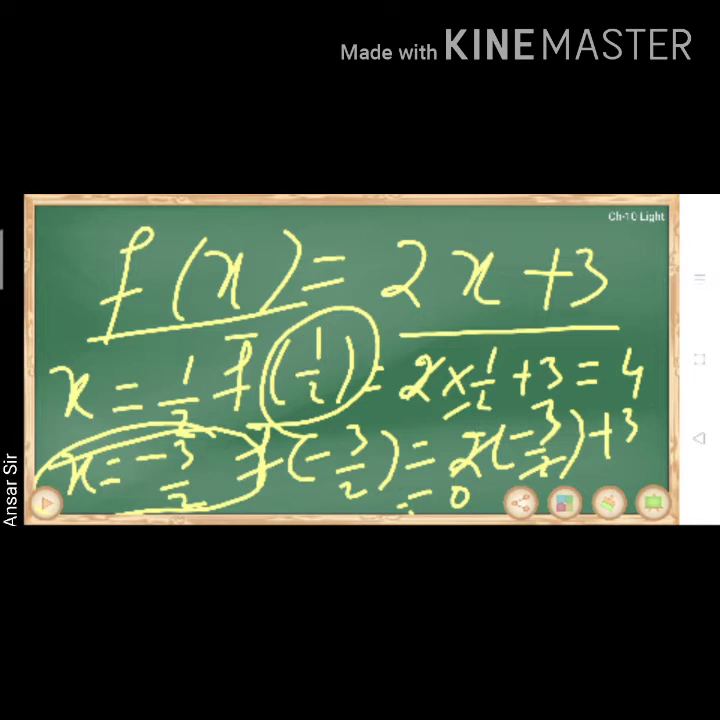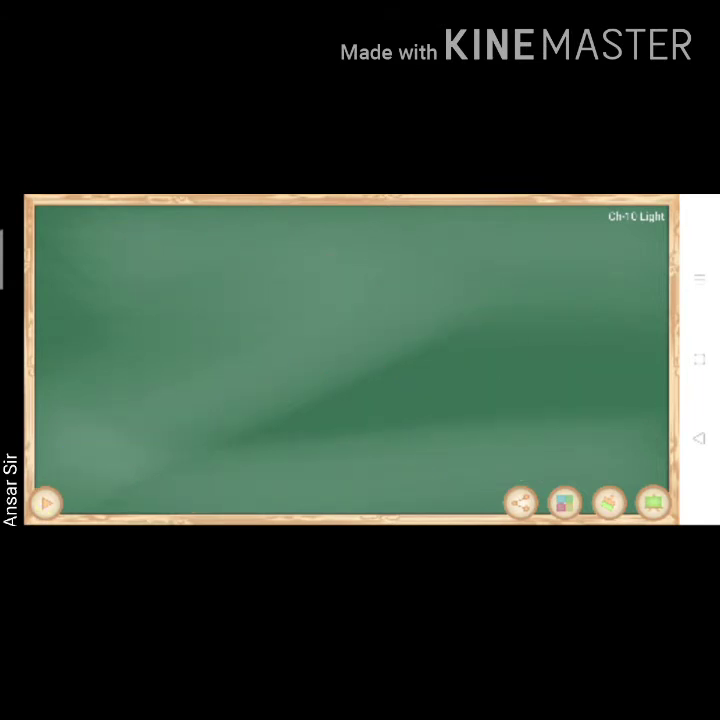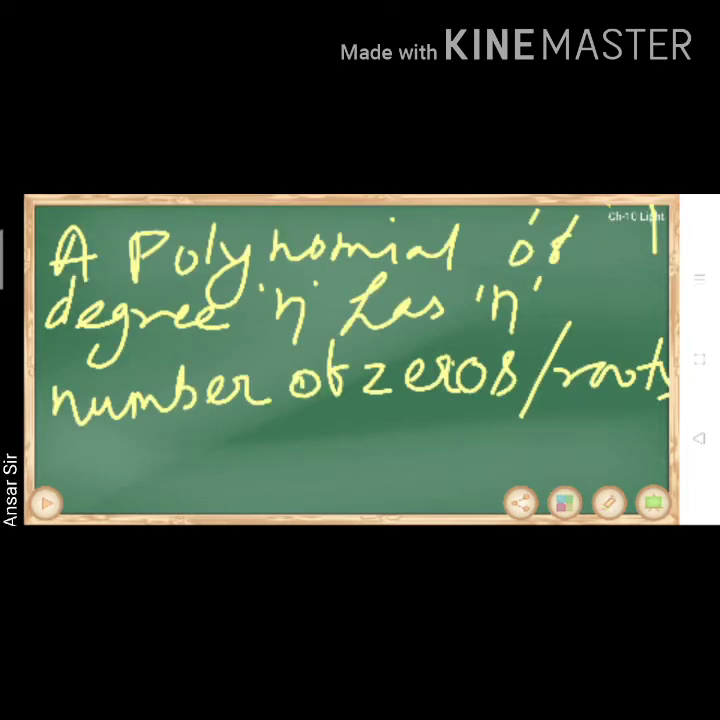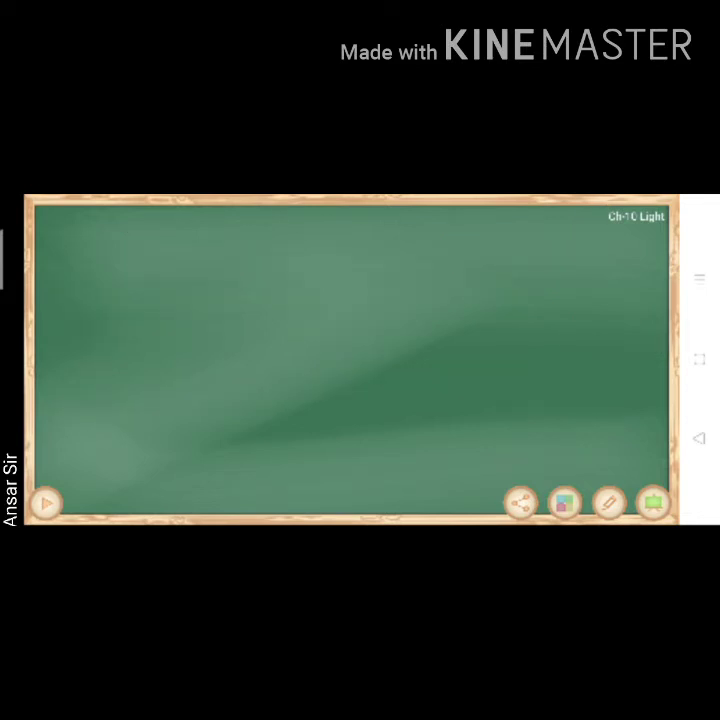A polynomial of degree 2 has 2 zeros or roots. So we can say that a polynomial of degree n has n zeros or roots. Now let us see the process to find zeros or roots of a polynomial. Zeros of a polynomial can be obtained by equating it to 0.